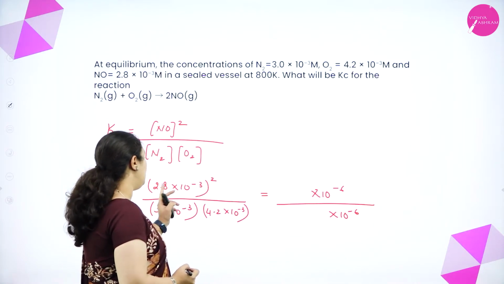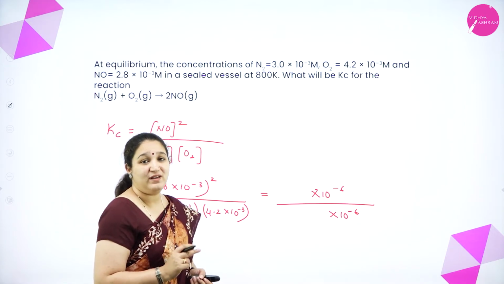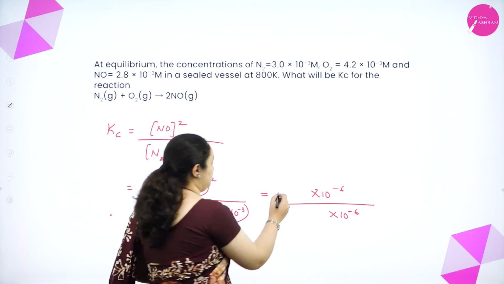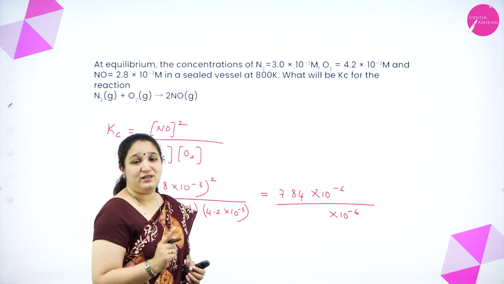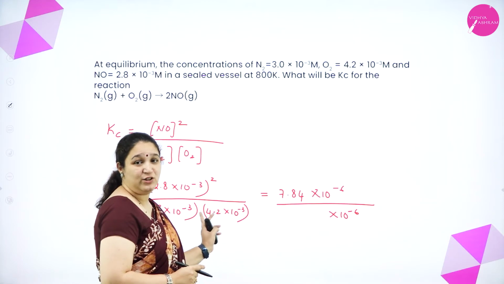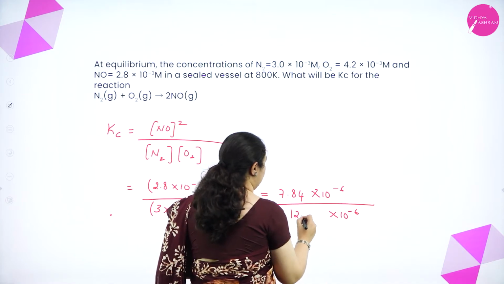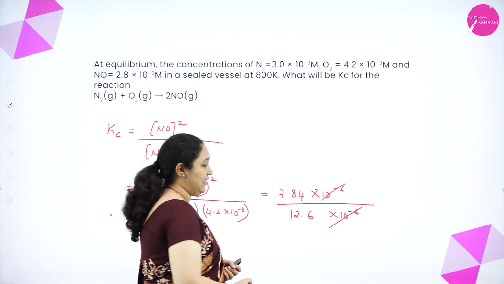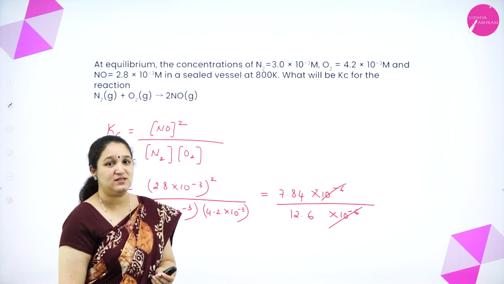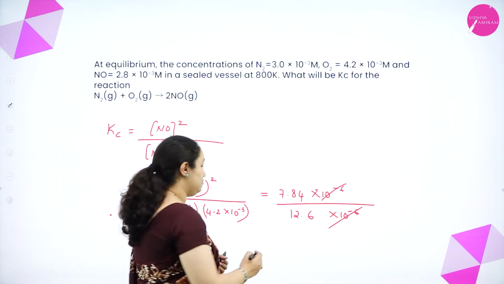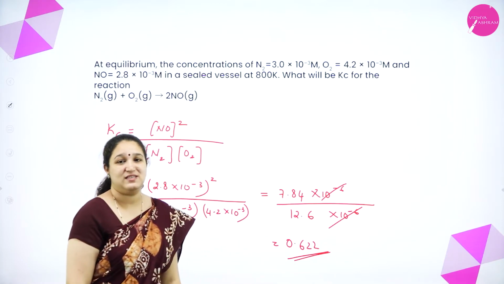What about 2.8 into 2.8? 2.8 into 2.8 is 7.84. Correct? And 3 into 4.2 is 12.6. So this 10 to the power minus 6 gets cancelled. 7.84 divided by 12.6 is 0.622. So this is the Kc value.